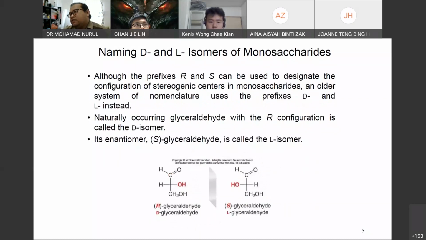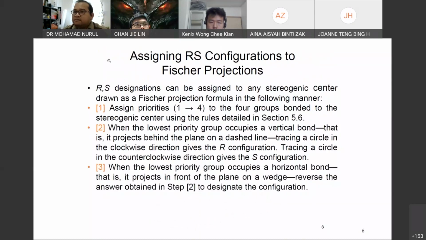Naming D and L isomers. I think this one is not really important. The most important thing is how you can assign the R/S configuration to Fischer projections. R and S designations can be assigned to any stereogenic center drawn as a Fischer projection formula in the following manner.